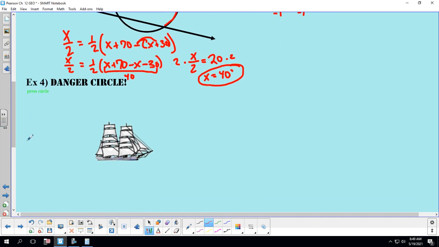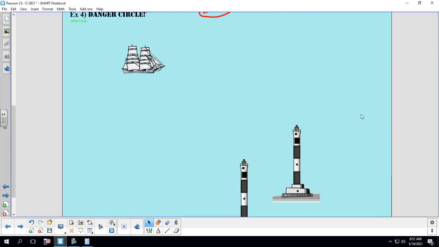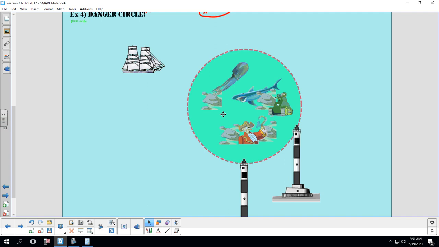Uh-oh. Next problem. We have our little ship problem. Okay, so let me set the scenario. The danger circle is the area out at sea where a ship is in danger of hitting rocks. So here's the rocks here. So we want to keep the ship out of the danger circle.